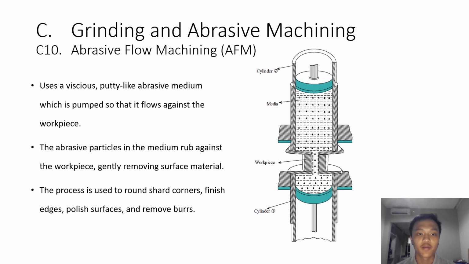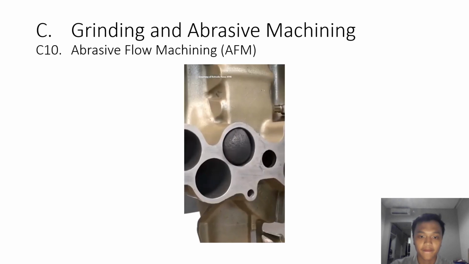The next one is abrasive flow machining. Abrasive flow machining, or AFM, uses a viscous putty-like abrasive medium which is pumped so that it flows against the workpiece. The abrasive particles in the medium rub against the workpiece, gently removing surface material. The process is used to round sharp corners, finish edges, polish surfaces, and remove burrs.